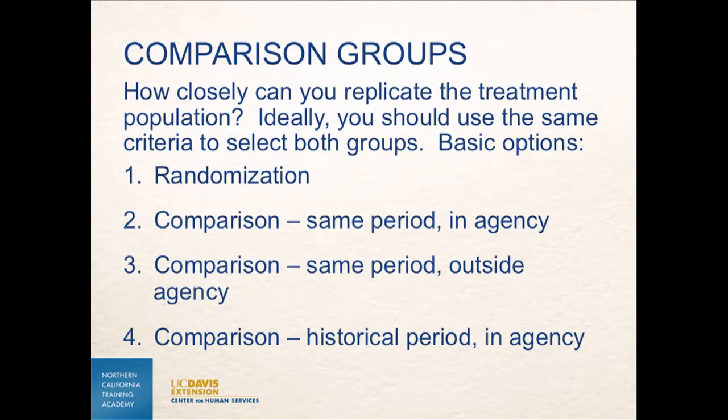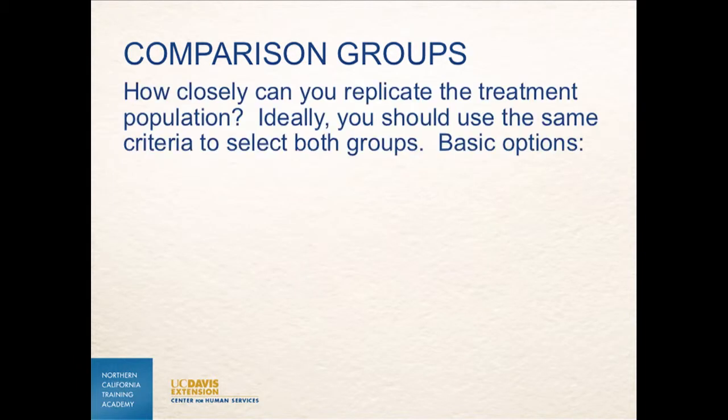We have randomization, comparison group using group of kids in the agency during the same period, a comparison group during the same period outside the agency, and comparison to a comparison group that looks at historical kids that were served by the same agency. Let's go through those one by one, since they're so important to understand. So number one, we have randomization.